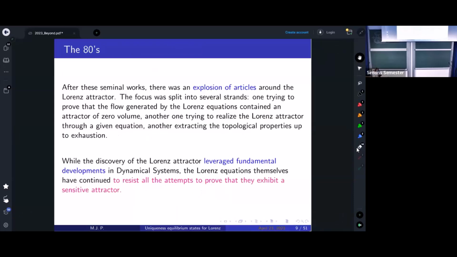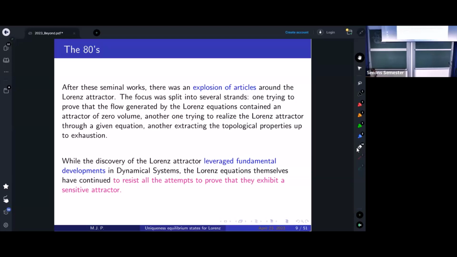In the 80s, after this seminal work by Guckenheimer and Williams appeared, we studied this paper more than the paper by Birkhoff and Tunikoff, because at that time it was quite hard to get all the papers from the East, in the 70s. And in the 80s, after this seminal work, there was an explosion of articles around the Lorenz attractor. The focus was split into several strands. One trying to prove that the flow generated by the Lorenz equations contained an attractor of zero volume, another one trying to realize the Lorenz attractor through a given equation, another extracting the topological properties up to exhaustion.